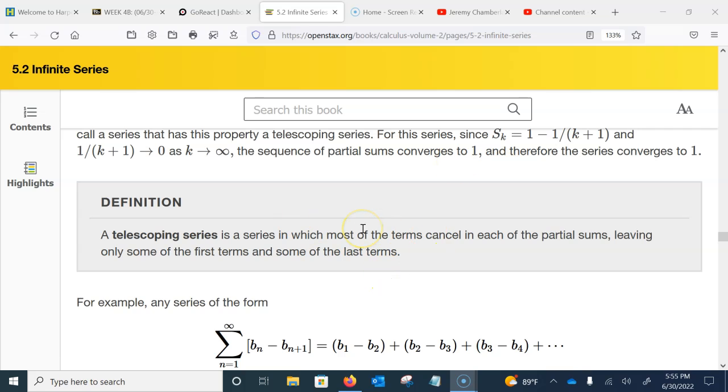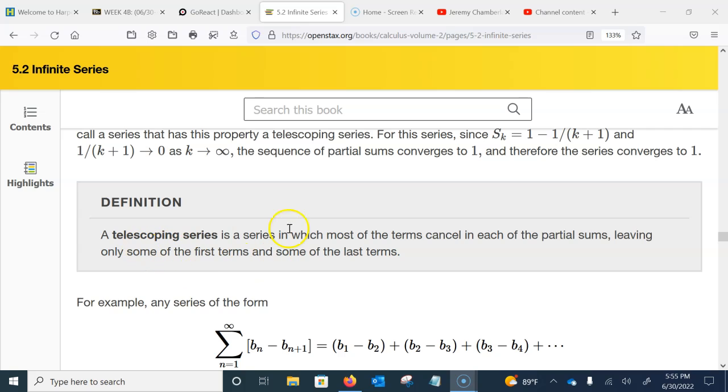All right, the last part of this section on infinite series, we're going to look at telescoping series. A telescoping series is a series in which most of the terms actually add to zero. They cancel in the partial sums. What happens in each partial sum is that some of the first terms in the sum remain, and some of the last terms in the sum remain, but all the interior components of the sum add to zero.